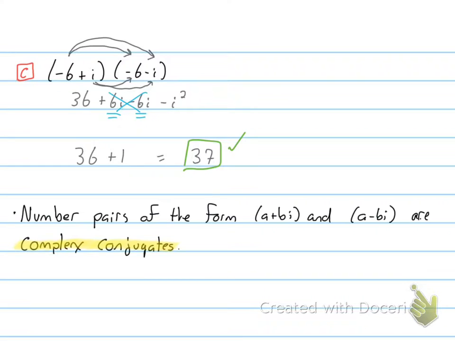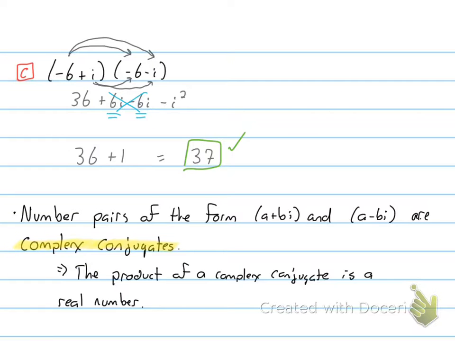And in this specific situation, number pairs that are of the form a plus bi and a minus bi are called complex conjugates. And those are important because the product of a complex conjugate will be a real number. This will be important in the final thing that we're going to do today, which is dividing complex numbers.